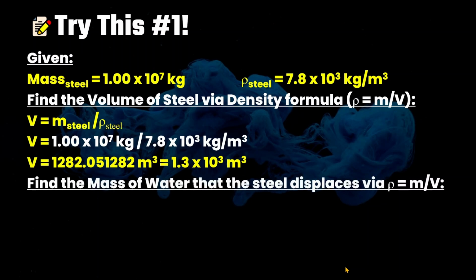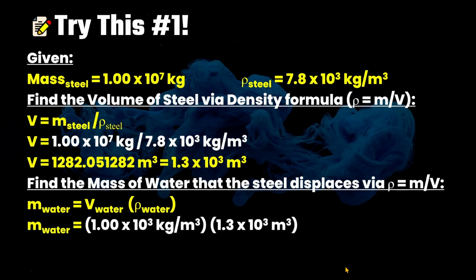The next step is to find the mass of water that the steel displaces via still the same density formula. The same process will be done for this. We'll just have to derive the mass of water from the formula of density. So volume multiplied by density is equal to the mass of water. Let's plug in the values given from the information. The answer is 1.3 times 10 raised to 6 kilograms.